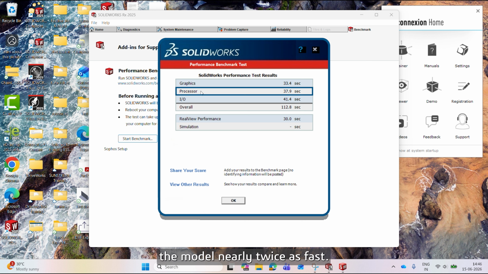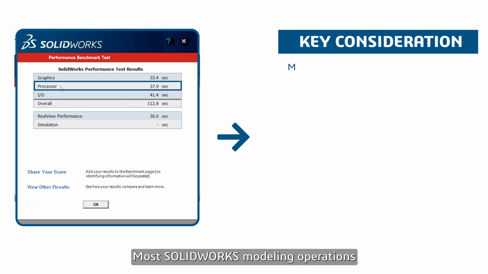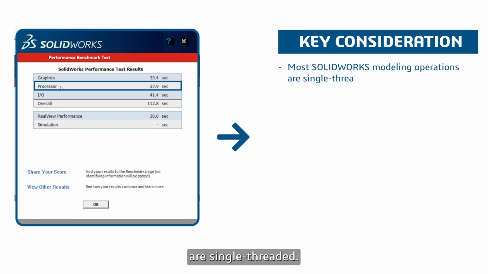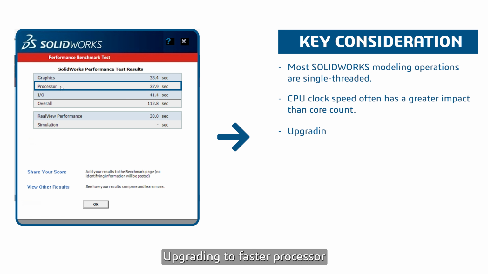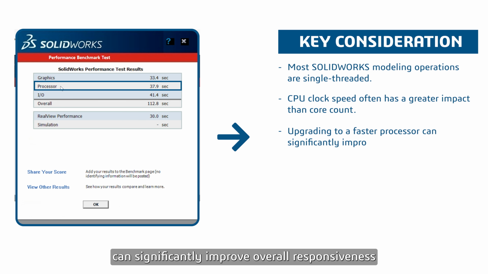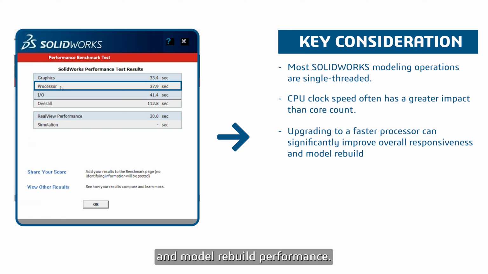nearly twice as fast. The key considerations here are: most SOLIDWORKS modeling operations are single-threaded. CPU clock speed often has a greater impact than core count. Upgrading to a faster processor can significantly improve overall responsiveness and model rebuild performance.